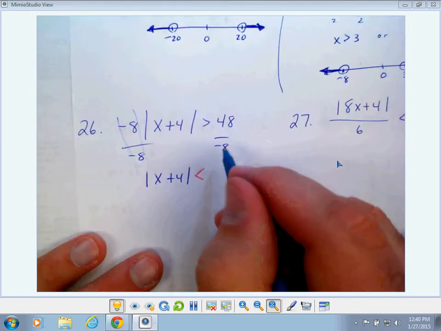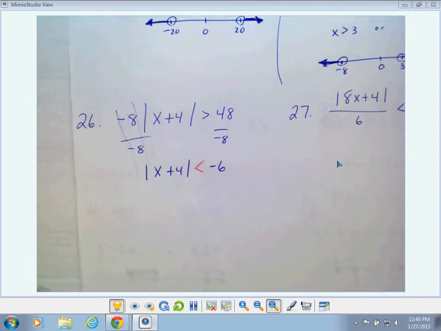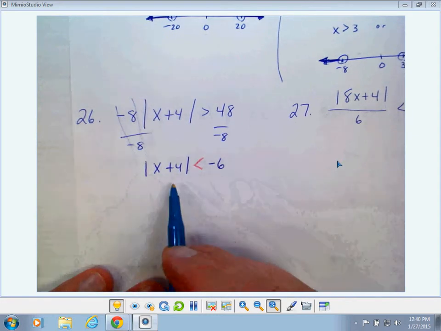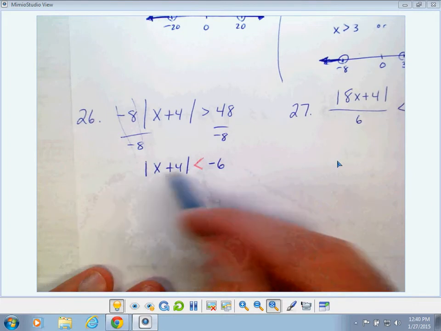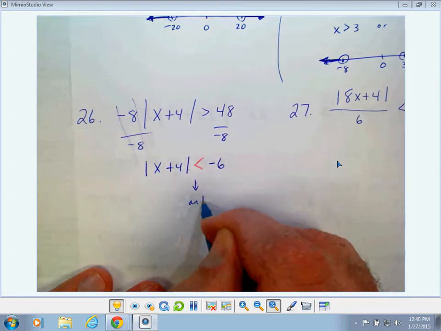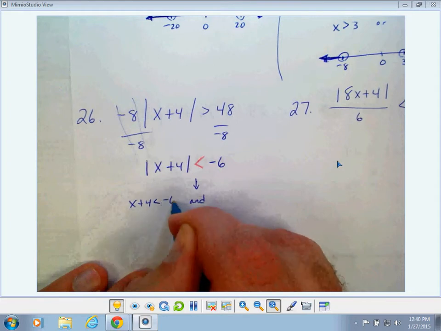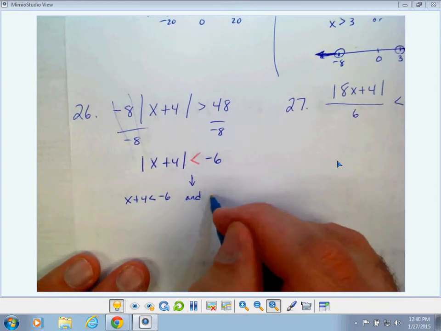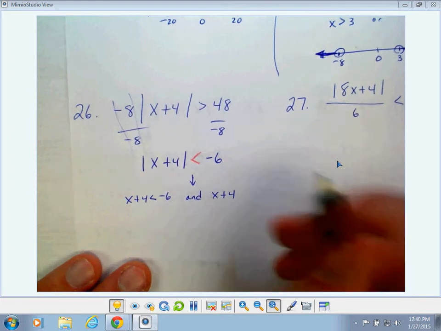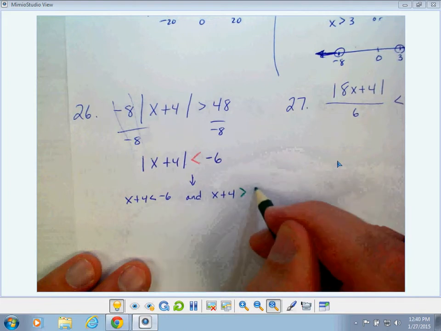48 divided by negative 8 is negative 6. So this is the point where you decide whether or not it's going to be an and or an or, when you're ready to split it. So the absolute value is by itself, so now we're ready to split it. And because the symbol at this point is the less than, this is an and. So we write x plus 4 less than negative 6. And on the other side, x plus 4, we turn the symbol around, make it greater than, and we change the sign to positive 6.